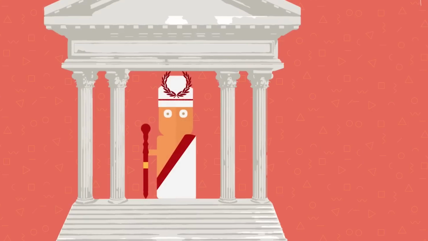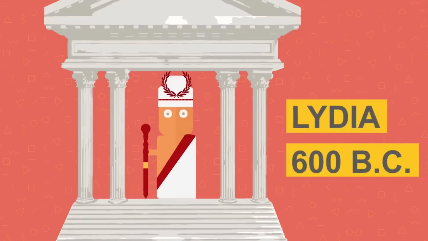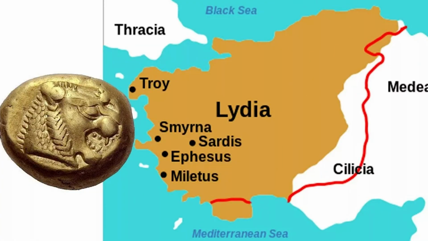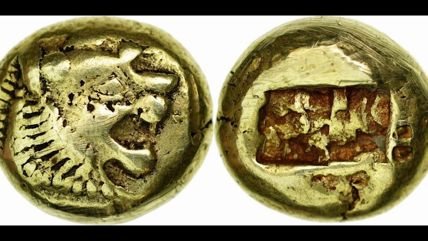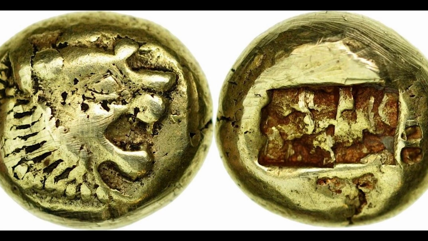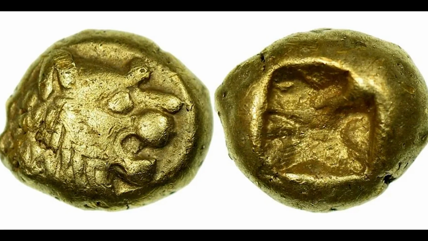Around 600 BCE, the first true coins appeared in the ancient kingdom of Lydia, located in what is now Turkey. These coins were made from a naturally occurring alloy of gold and silver called electrum. What made these coins revolutionary was the fact that they were stamped with a design, guaranteeing their weight and value.